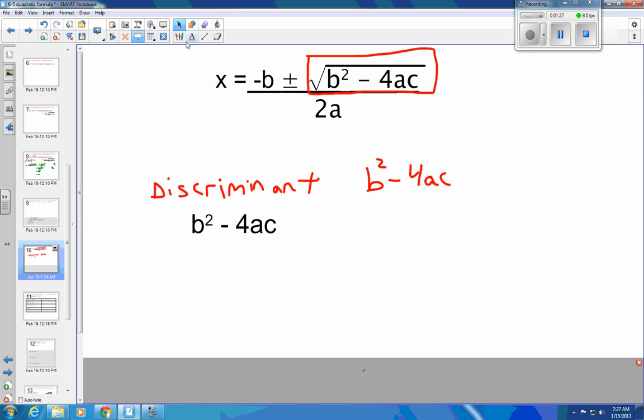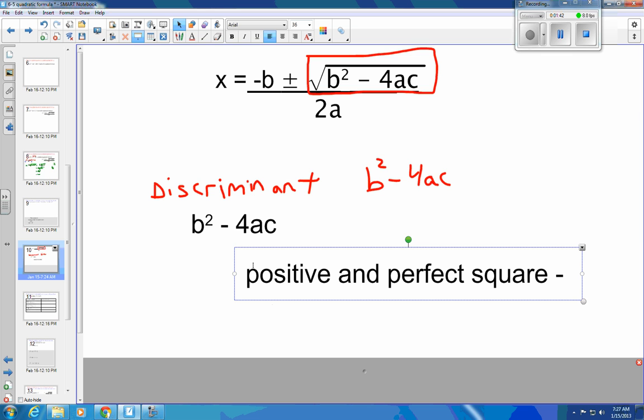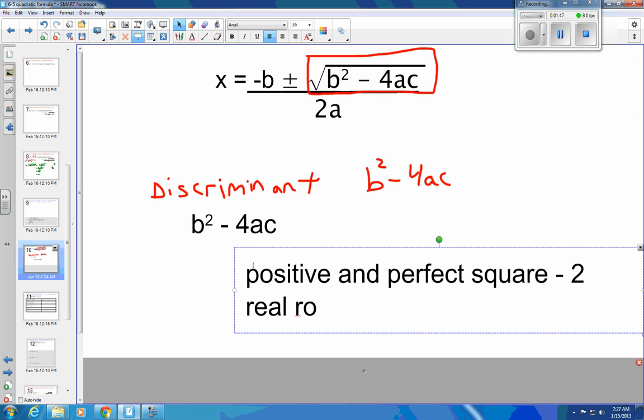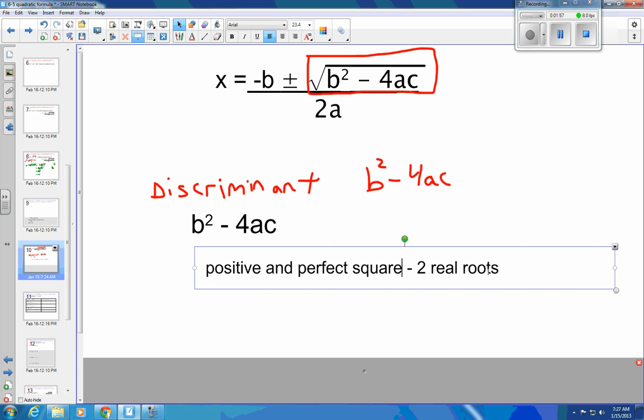So if that part is, and why don't I just type it because it works better for me. If it's positive and a perfect square, you end up with two real roots. And besides just real, I believe they're rational. Two real rational roots.